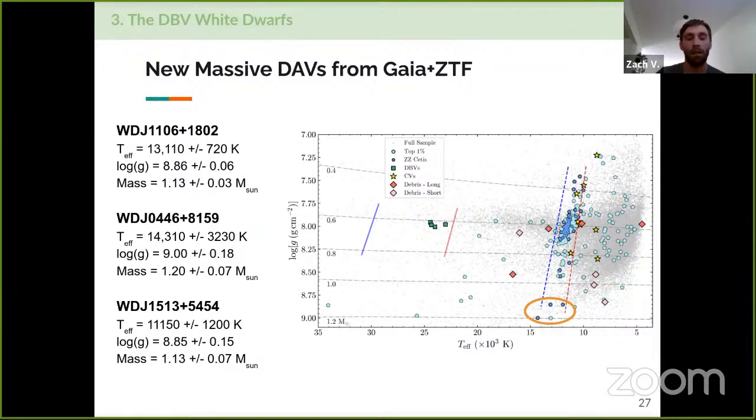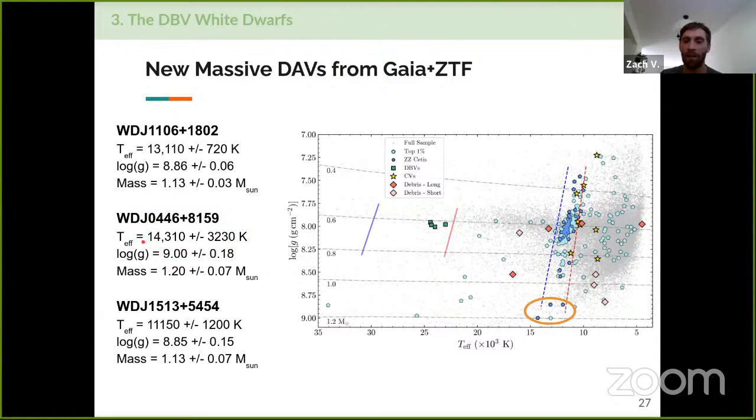But these could potentially be used, if the pulsations are stable enough over time, to do p-dot measurements of the pulsation periods. Especially this one. These are photometric temperatures from Gaia, so they are very uncertain. And I'm in the process of getting spectra for these that can better constrain their atmospheric parameters. But this one is enticing, even though the uncertainty is huge.